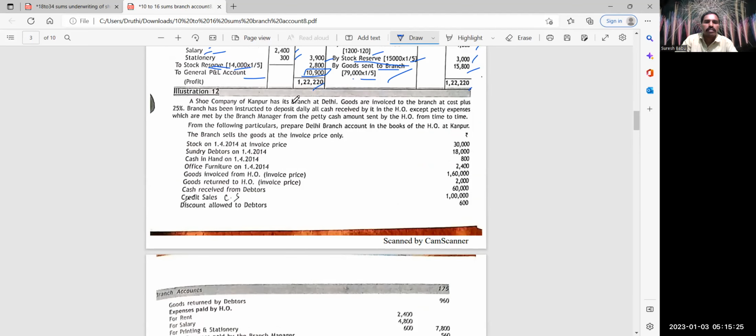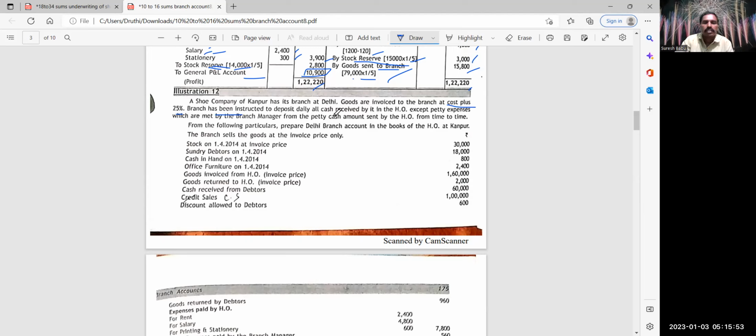A shoe company of Kanpur has its branch at Delhi. Goods are invoiced to the branch at cost plus 25%. Understood? Previous sum, previous to previous, and this one are the same. See, cost plus 25% means we have to calculate on invoice 20%. Very simple. I don't want to further proceed and extend it.